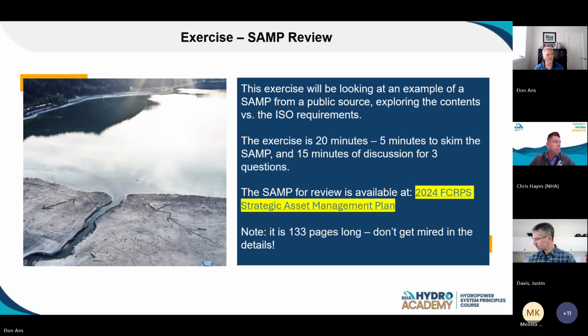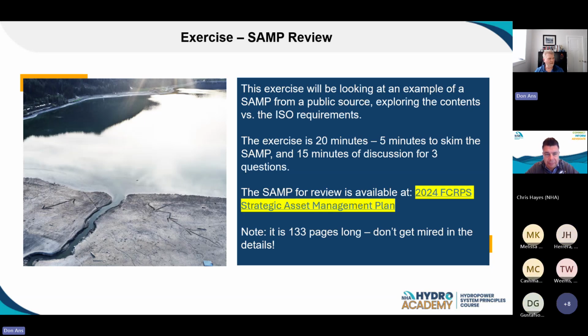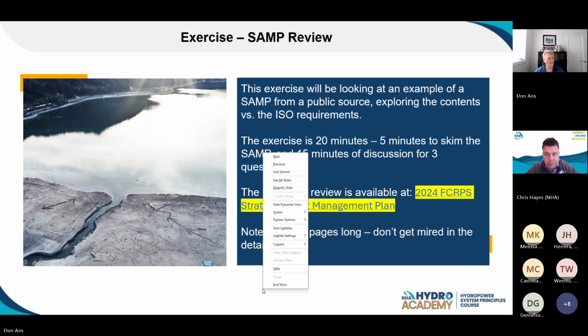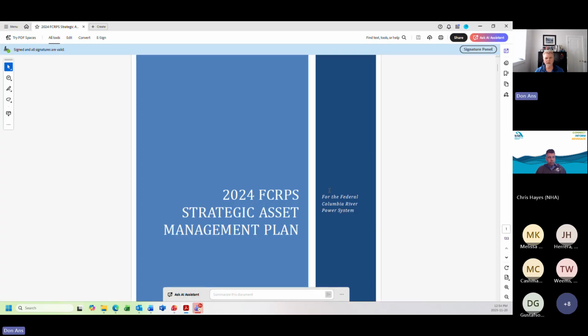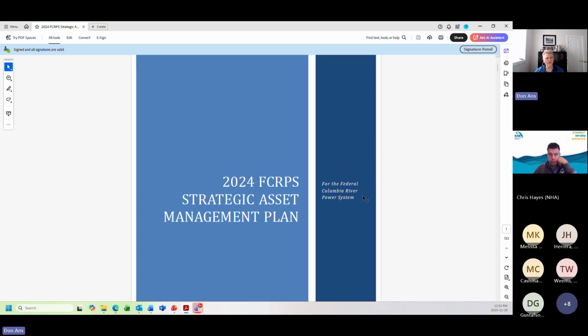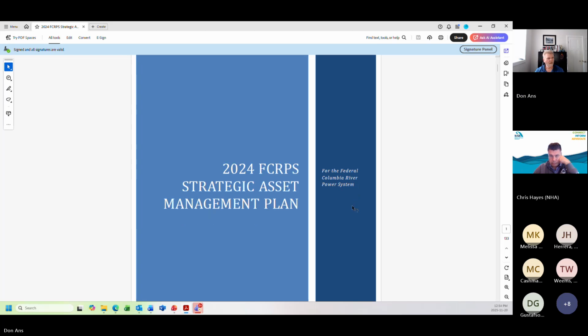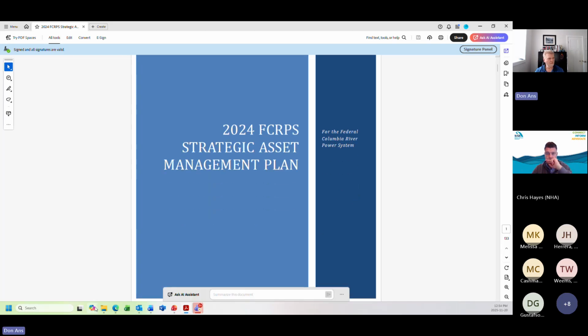Can't believe it. Okay. So this is a test for everybody. So I managed to find the biggest, ugliest SAMP in the world for you to look at. And it is, I can show it here. I'm just going to show for a second. So is everybody able to open this? This is the SAMP for the Federal Columbia River Power System. And what I'd like you to do, if you wouldn't mind.